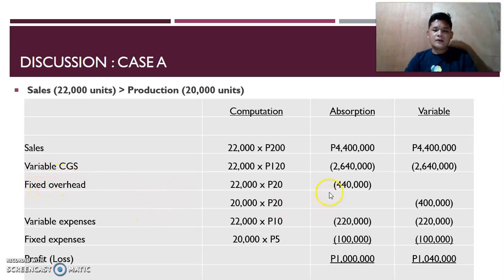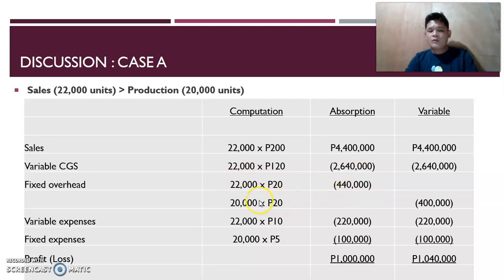So, sa fixed overhead, 22,000, this is the quantity sold. Naintindihan? Multiplied by 20 pesos. Under absorption, this 440,000 is part of the product cost. Naintindihan? Product cost ito. Gets? While 20,000, this is the production, multiplied by 20 pesos variable, 400,000. Dito na sila nagkatalo. Magkaiba dito class ha. Under variable costing, yung fixed overhead is based on production, while under absorption costing, yung fixed overhead is based on the quantity sold. So, take note of that.